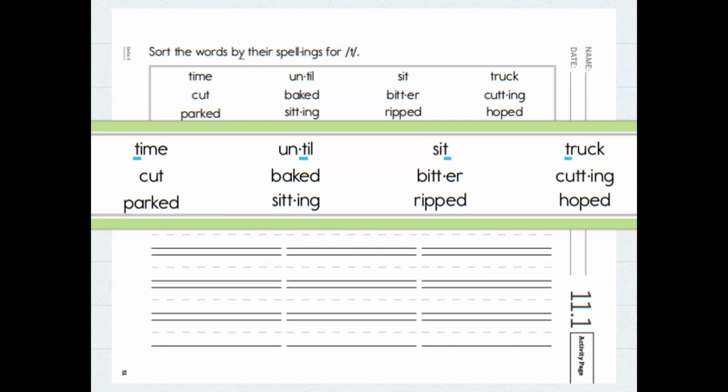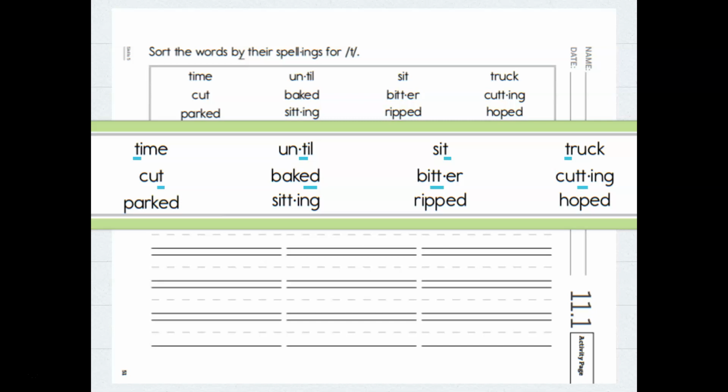The next word is cut, cut. The t sound in cut is spelled with a T. The next word is baked, baked. The t sound in baked is spelled ED. The next word is bitter, bitter. The t sound in bitter is spelled TT. The next word is cutting, cutting. The t sound in cutting is spelled TT.